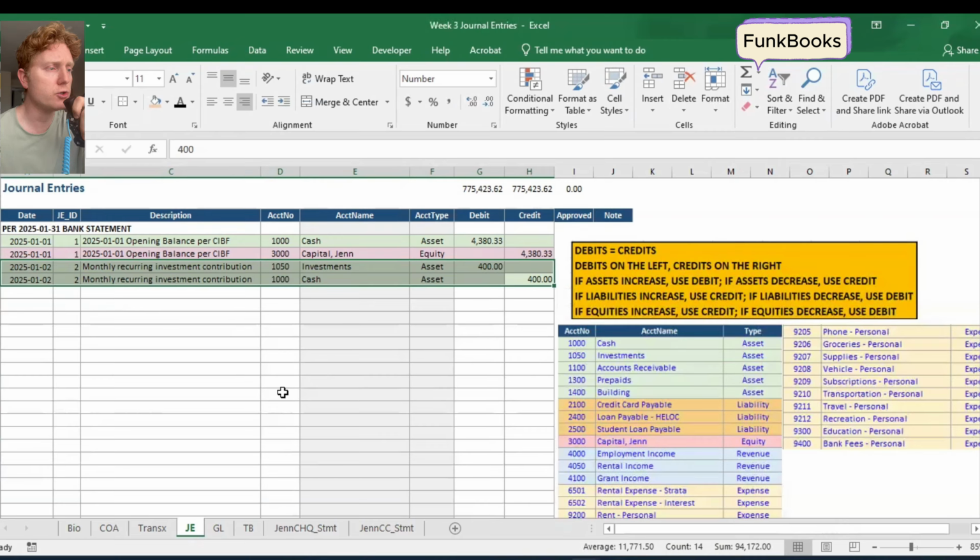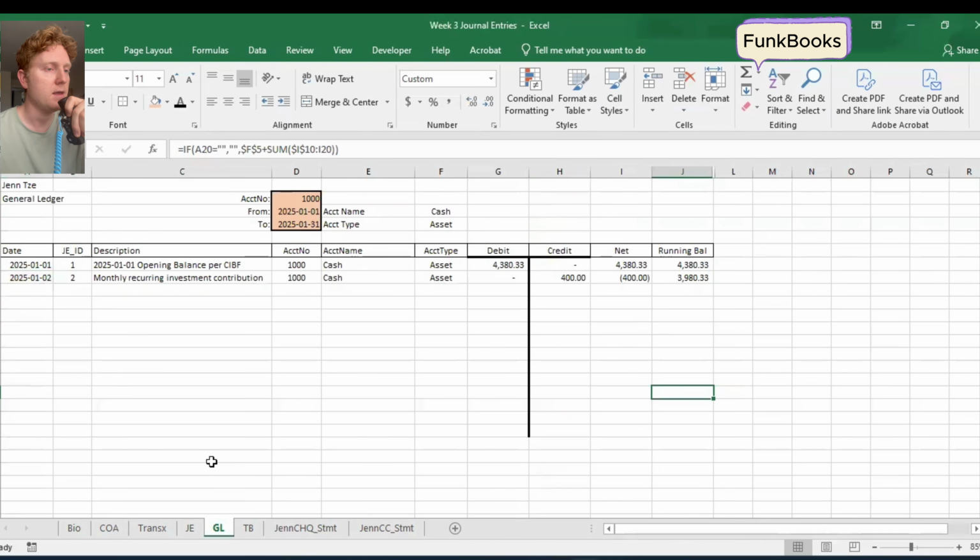Okay, so we've done two transactions, and we're going to do some more, but I wanted to pause here to show you a couple other things. One of them is this general ledger. This general ledger is actually very helpful.